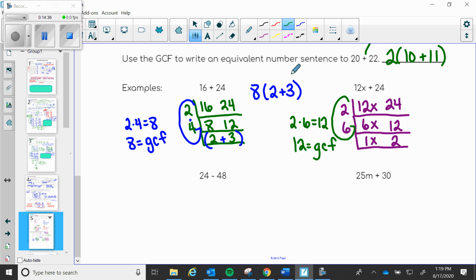Now to write that number sentence, we have to take our GCF, 12, put it on the outside, then you take the bottom row of your ladder, check out that sign, and put it in between. Now, since I already told you a second ago that x is the same thing as 1x, you don't have to write that 1. Just put x plus 2. And there you have it, folks. That is how you use GCF to write an equivalent number sentence.